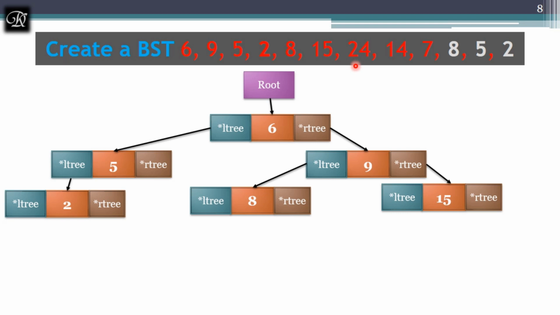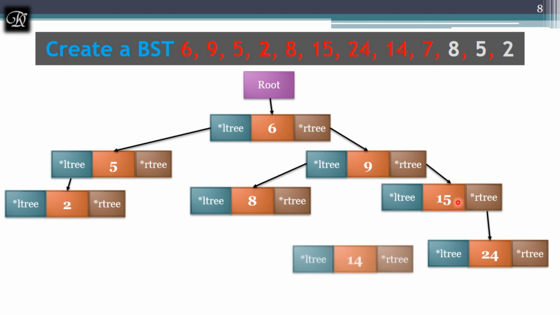Next, take up next value 24. 24 is compared with the 6, which is greater than 6, compared with 9, it is greater than 9, and compared with 15, it is greater than 15. So there are no nodes at the right of the 15, so make 24 the right node of the 15. Similarly, take up one more node, 14. 14 compare from the root, it is greater than, compare from the 9, it is greater than, compare with the 15, it is smaller than, then make it a left node of the 15.